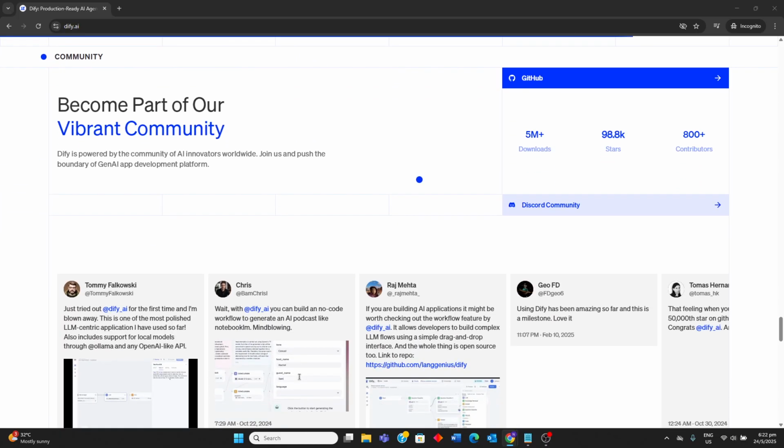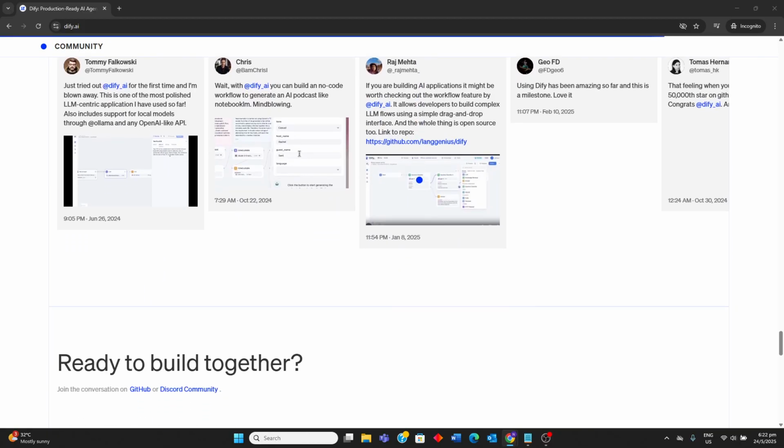It's a strong choice for those who need a versatile, accessible platform to leverage LLMs for various AI-driven tasks.